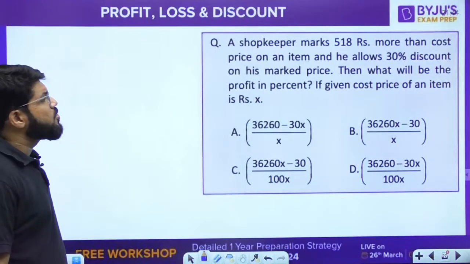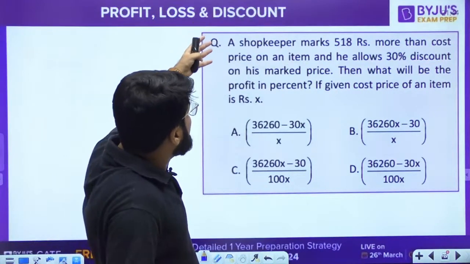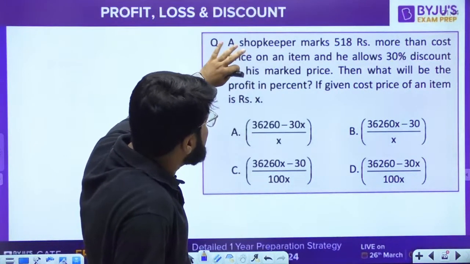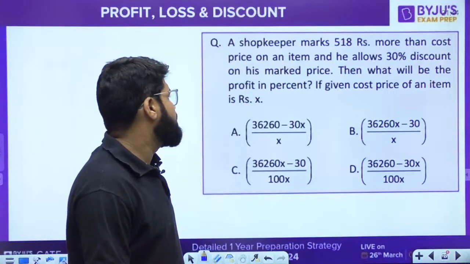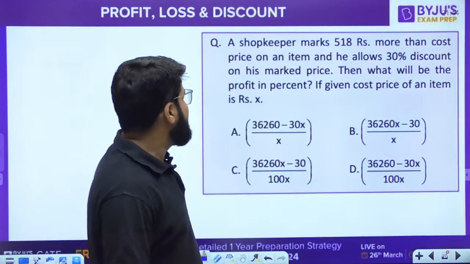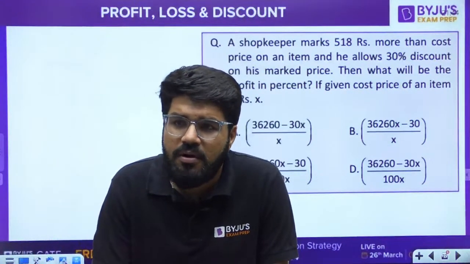A shopkeeper marks 508 rupees more than the cost price on an item and he allows 30% discount on the marked price. Then what will be the profit in percentage if the cost price is given to be rupees X, in terms of cost price?